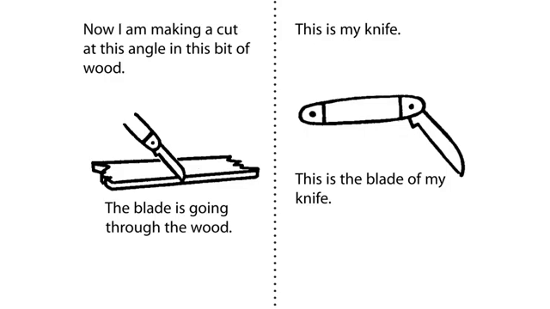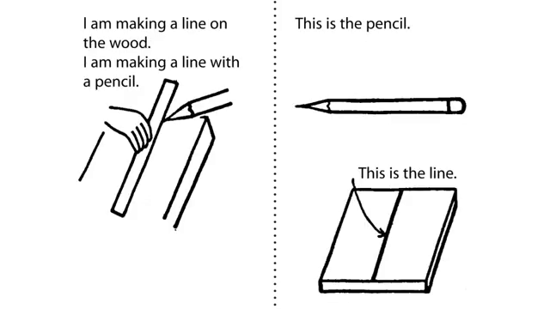Now I am making a cut at this angle in this bit of wood. The blade is going through the wood. This is my knife. This is the blade of my knife. I am making a line on the wood. I am making a line with a pencil. This is the pencil. This is the line.